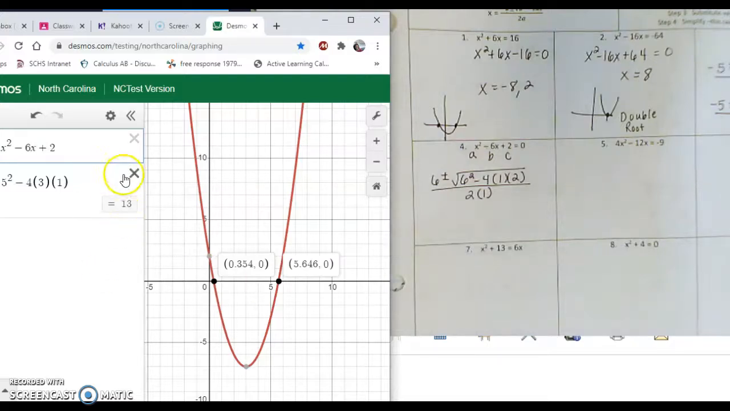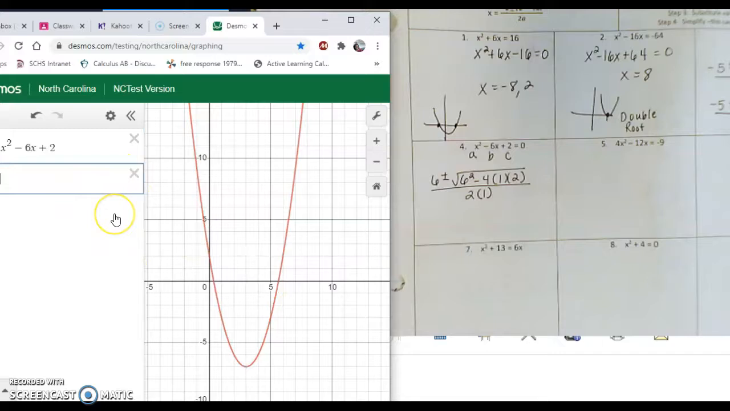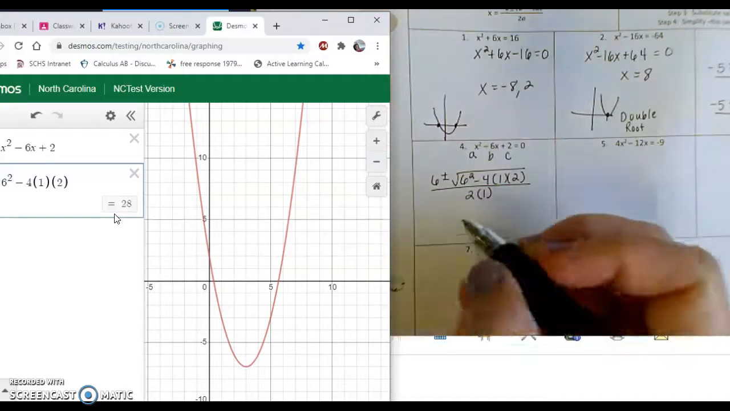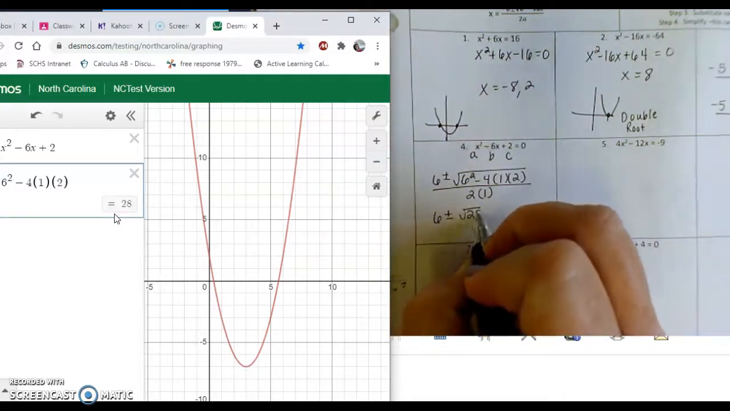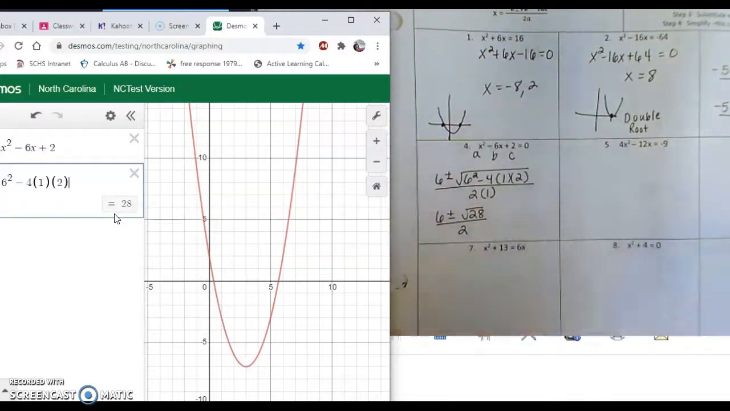I need to put that part underneath the square root in the calculator or into Desmos. 6 squared minus 4 times 1 times 2. Again, make sure you're not putting the square root when you do it. So you get 6 plus or minus square root 28 over 2.